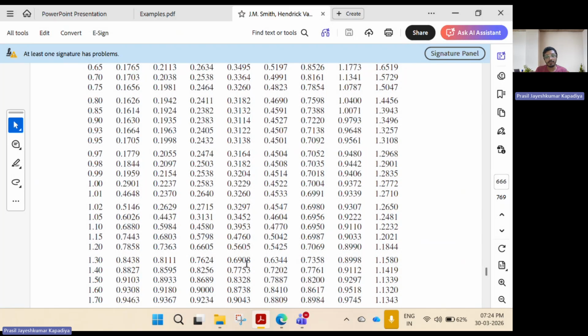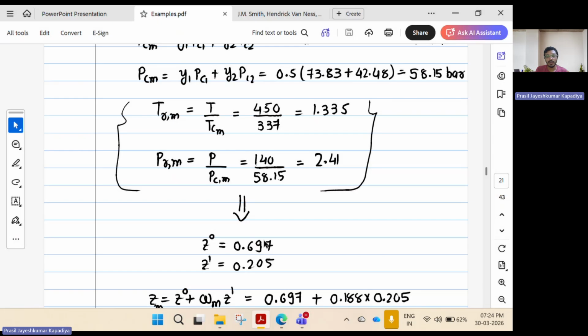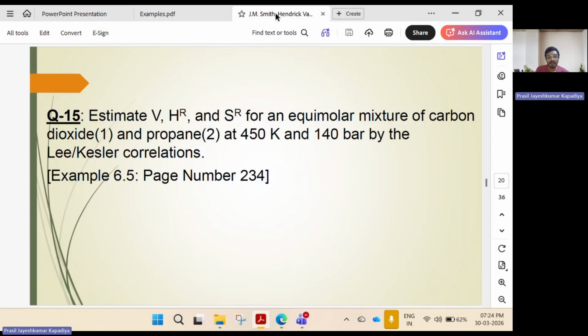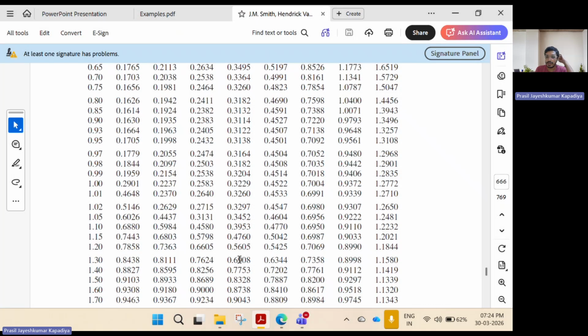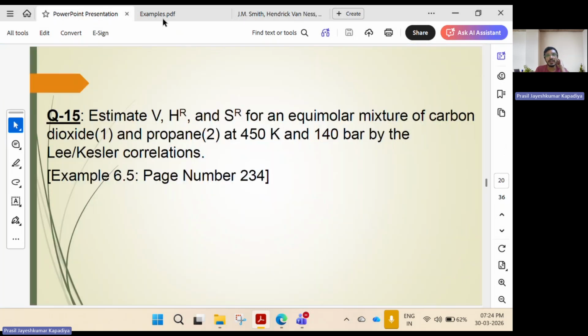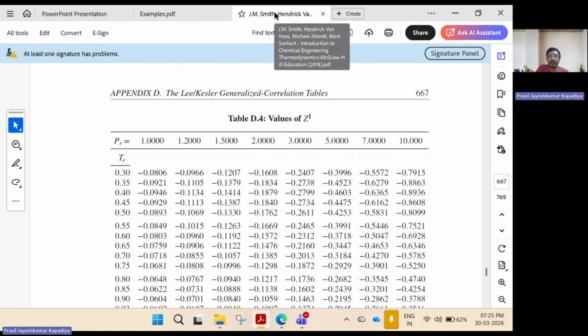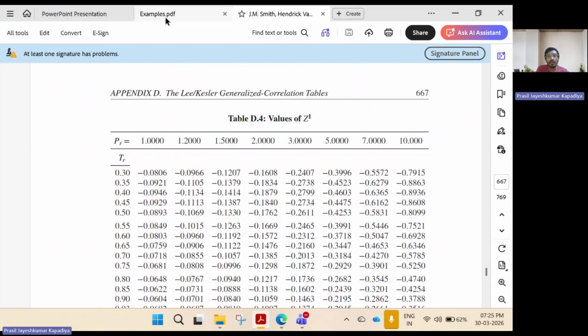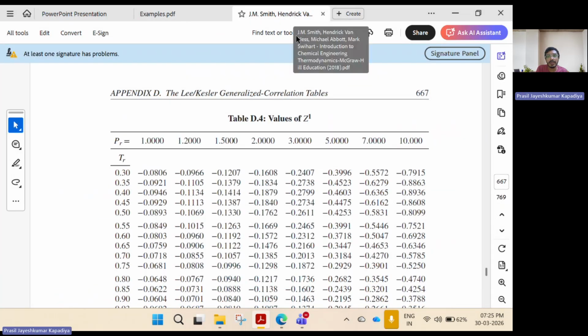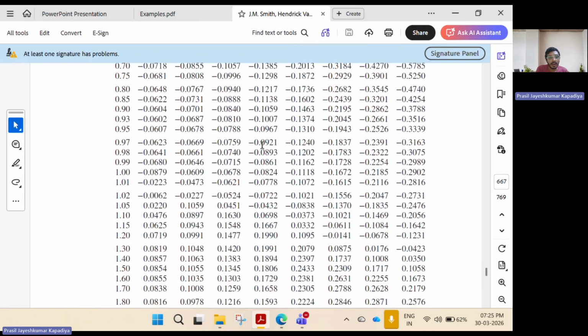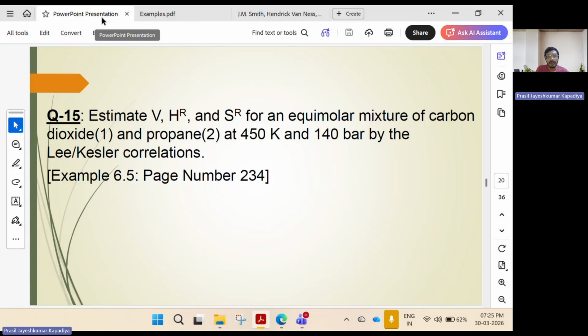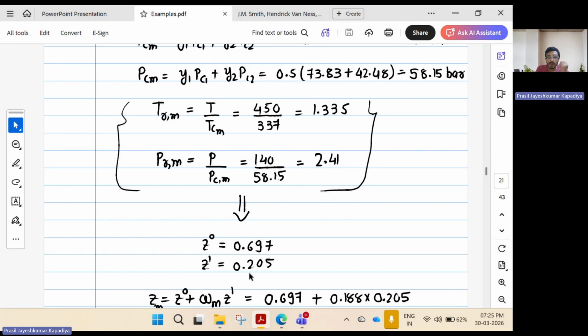So we have something between 0.698 and 0.634 if we extrapolate the data. So we are just writing 0.697 here. Similarly, we also need to find Z prime for TR 1.335 and PR 2.41. For PR 2.41 and TR 1.3, it should be something like 0.199, with similar values 0.201. Okay, so I have Z naught, I have Z prime, and I have omega of the mixture.